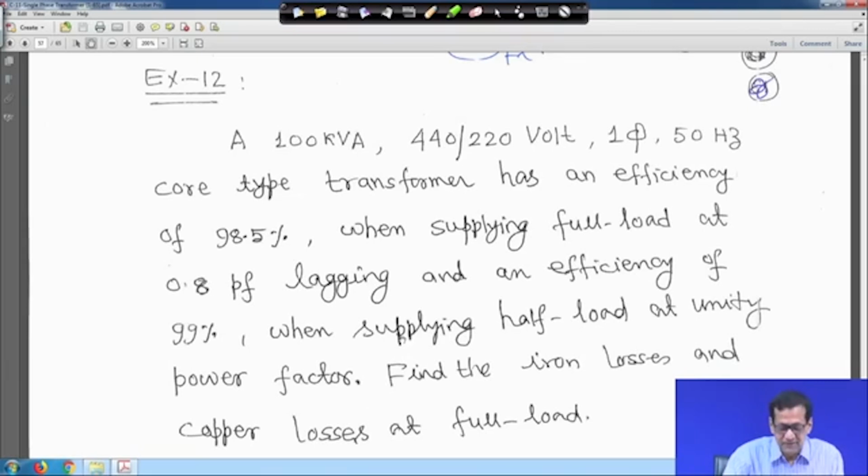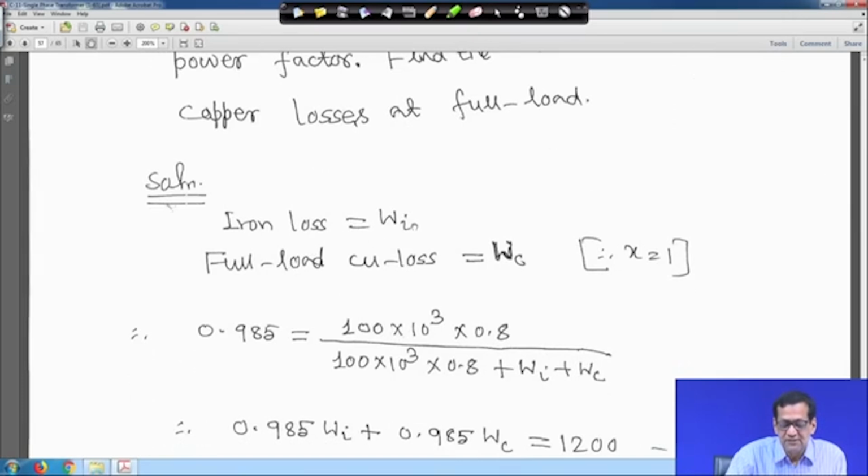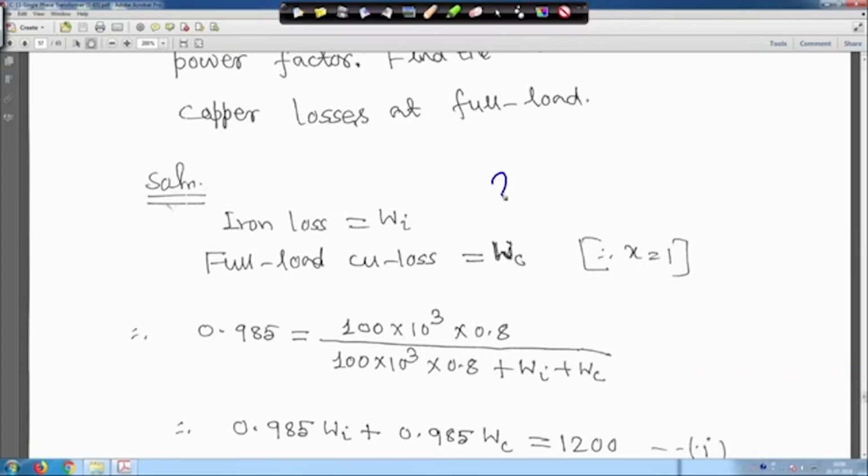So, this is the problem. Now, iron loss is equal to Wi and full load copper loss say Wc. Full load means that x is equal to 1. Meaning is, suppose x is equal to kVA by kVA full load. Suppose the transformer is rated at some kVA, and the kVA at which it operates, the ratio of these will give you x, the loading factor. So, if kVA is equal to kVA FL, then x is equal to 1. That is why it is written here x is equal to 1.